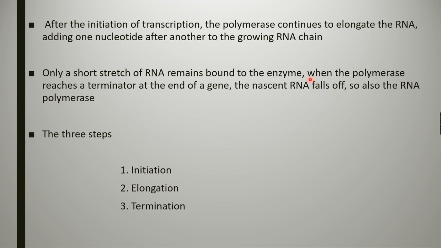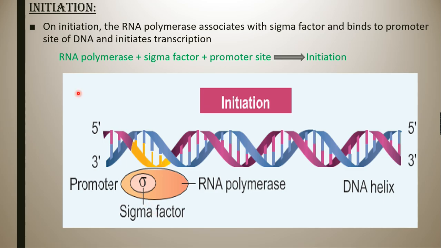The RNA polymerase enzyme reaches the site called the terminator site. At the end of transcription, the newly formed nascent RNA falls off and comes out, and the RNA polymerase is also left out. So what are the three steps involved here? Initiation, elongation, termination. We'll see them one by one. What is the first step? Initiation. So what is initiation?